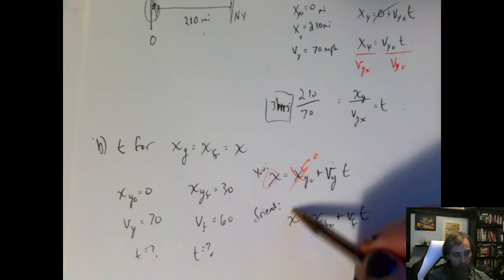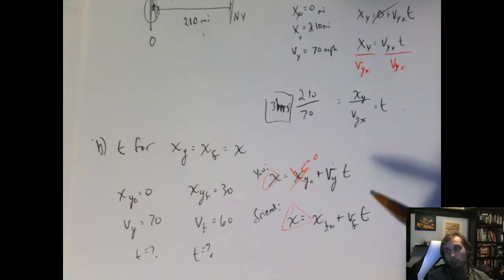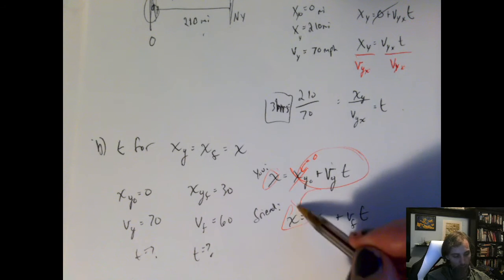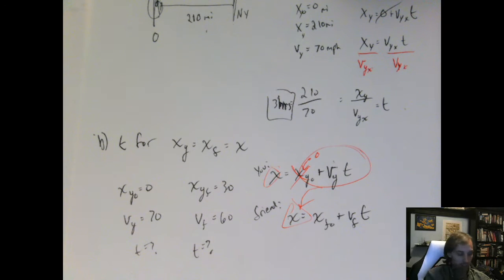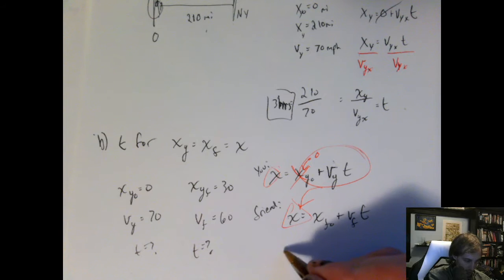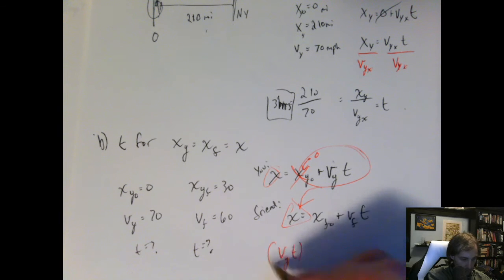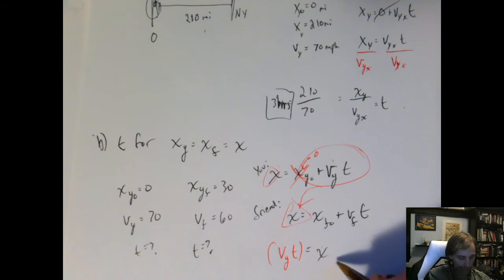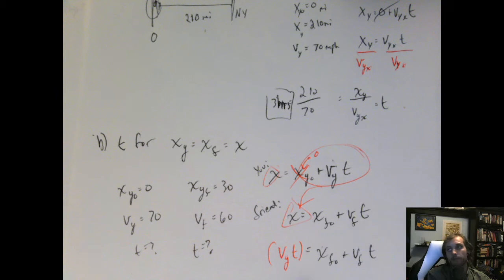This one is already solved for position. So if I take this and I replace every time that position shows up in this equation with this equation, we'll have a situation like this where we've got the velocity of u times time equals the initial position of your friend plus the velocity of your friend times time.